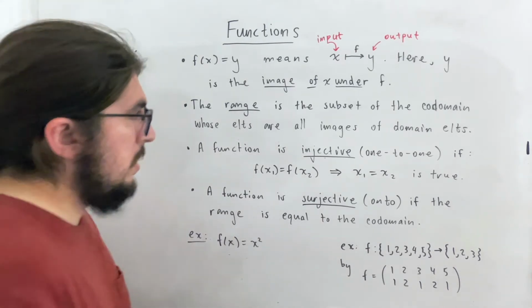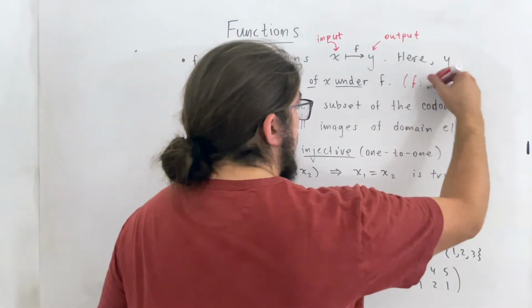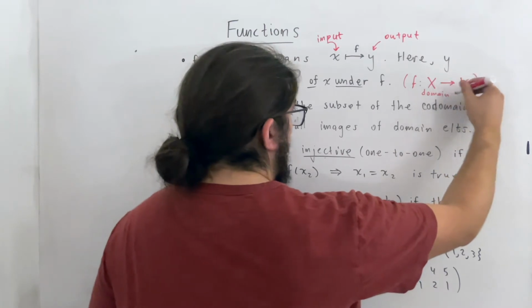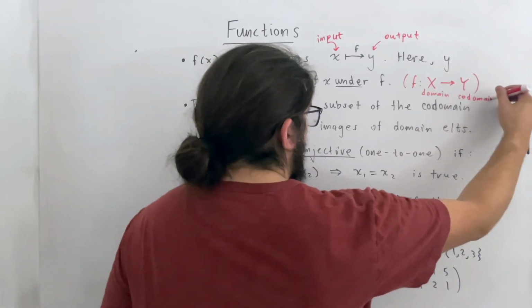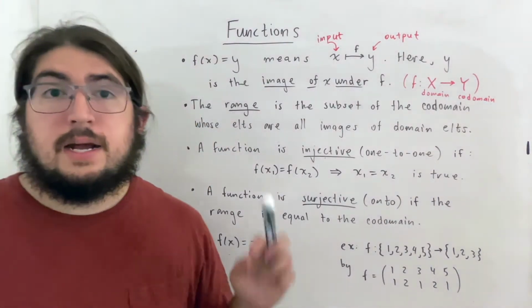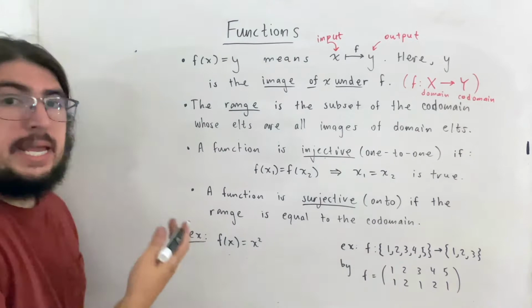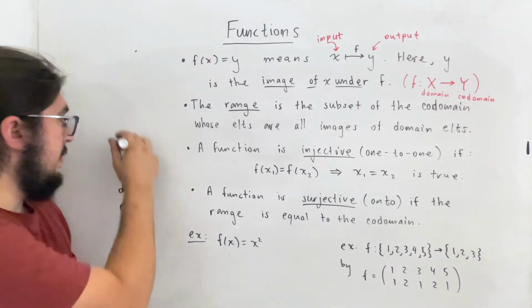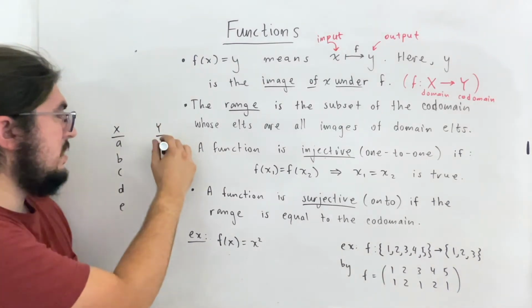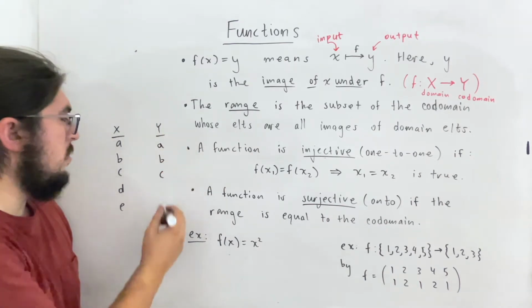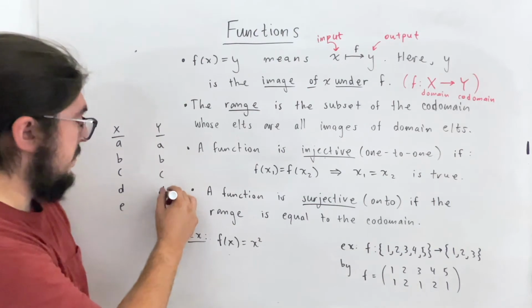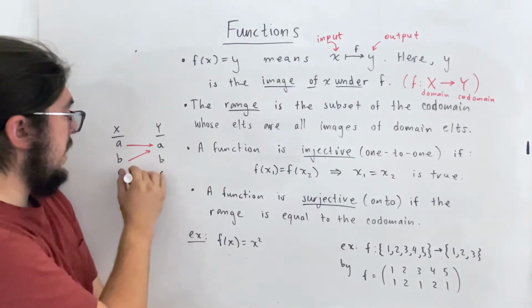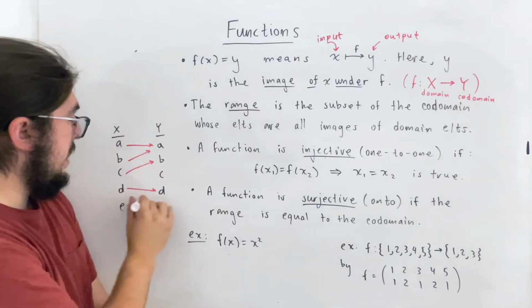So remember that what we usually see is we write f as a function that goes from X to Y, where X is the domain and Y is the codomain, right? Now, just because Y is the codomain doesn't mean that everything in Y gets mapped to. So for example, let's say X is the set of, well, let's use letters, a, b, c, d, and e. And Y is the set of, let's say, a, b, c, or actually, let's go to d, but not to e. It doesn't really matter. But let's say a goes to a, b also goes to a, c goes to b, d goes to d, and e goes to d.